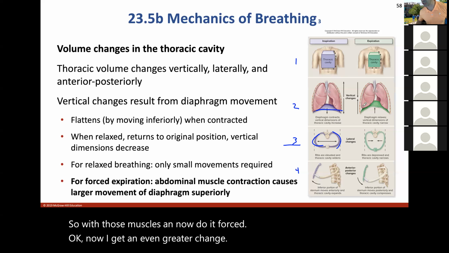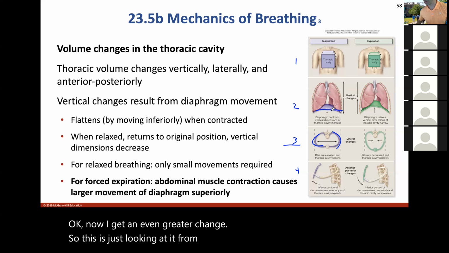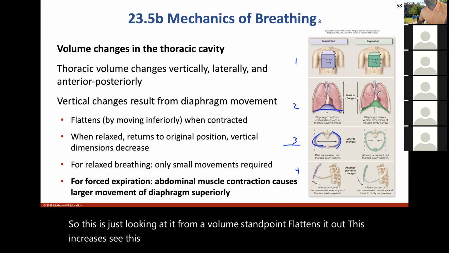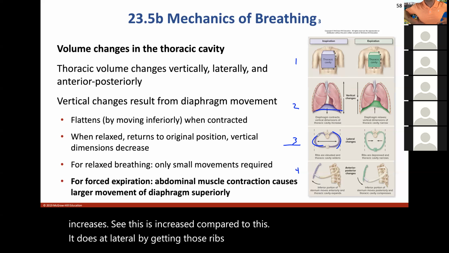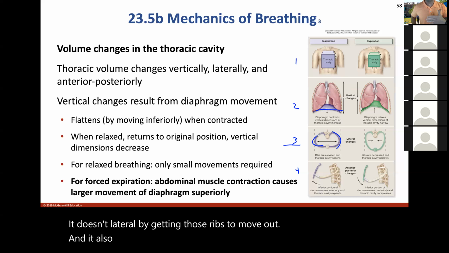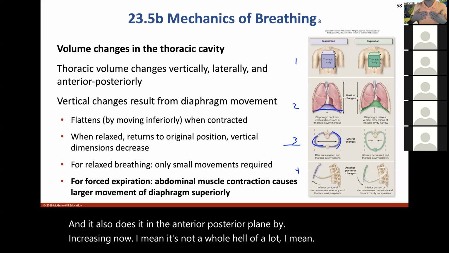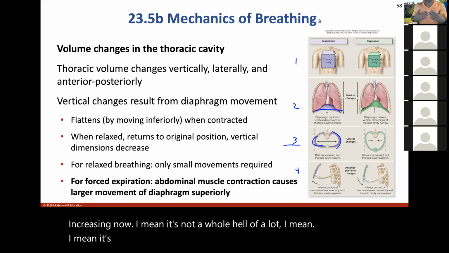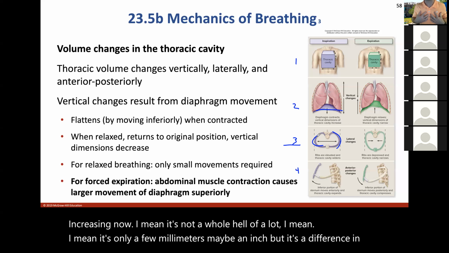So this is just looking at it from a volume standpoint. Flattens it out, this increases. See, this is increased compared to this. It does it laterally by getting those ribs to move out, and it also does it in the anterior to posterior plane by increasing. Now, it's not a whole hell of a lot. It's only a few millimeters, maybe an inch, but it's a difference in volume that you get there.